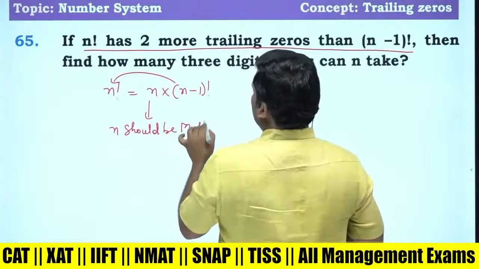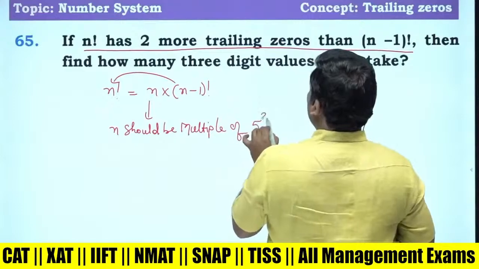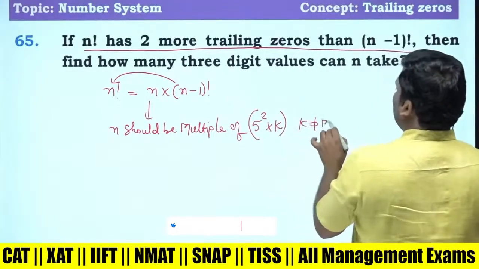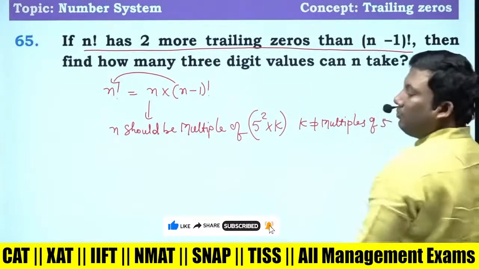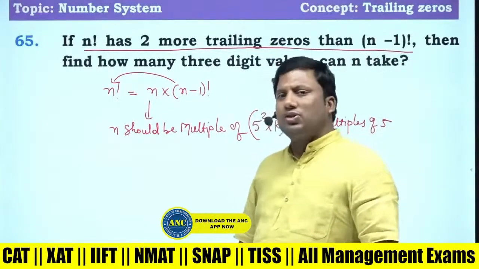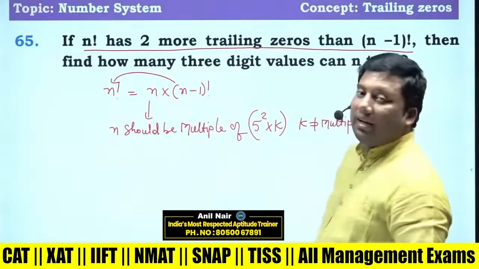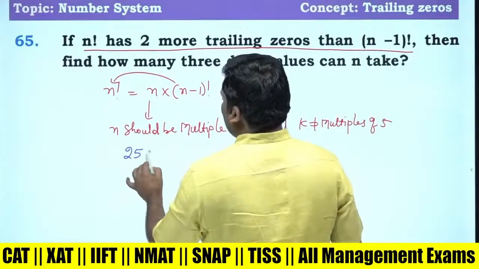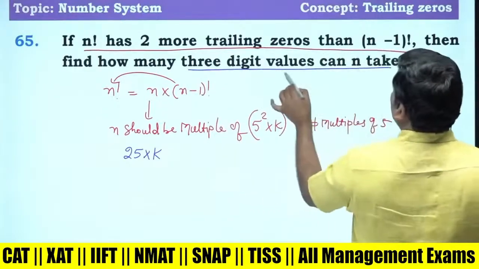N should be a multiple of 5 square into k. K cannot take multiples of 5. Are you all with me? 2 more trailing zeros, right? 2 more trailing zeros means 10 square. 10 square means I should get 5 square. So it is 5 square into k, so I should get 25 into k. How many 3-digit values can n take?